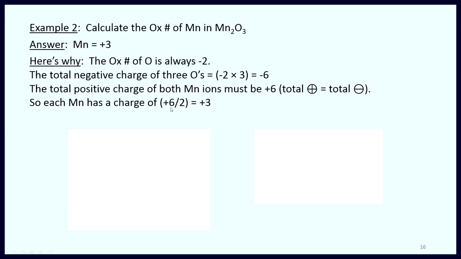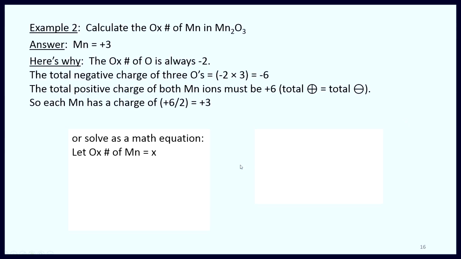So we take the total positive charge divided by the number of manganese atoms or ions in the formula and get the charge on each one, in the same way that you took the charge of each oxygen and multiplied it by the number in the formula to get the total negative charge. You can solve this as a math equation in a video that I previously posted on YouTube, calculating oxidation numbers. I do more examples of this.